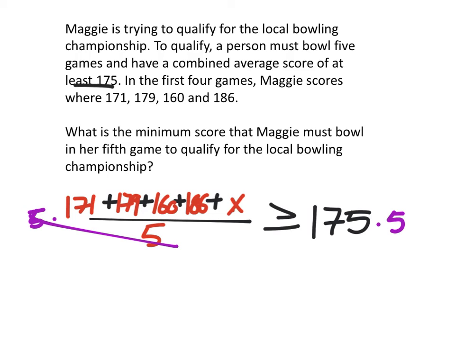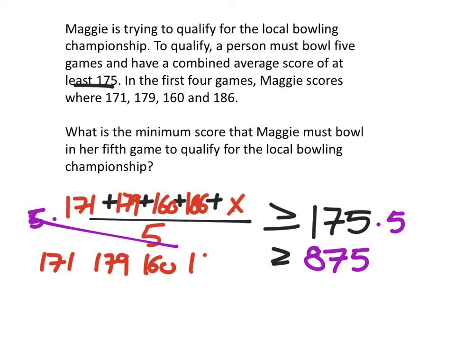So yeah, I'm not familiar with 175 times 5. So here we go. 875. That's how many points she needs from all 5 games at least. Right, so she's still got the 171. She's got the 179, 160, 186, and then that final 5th score right there. We're going to add all 5 of them together.